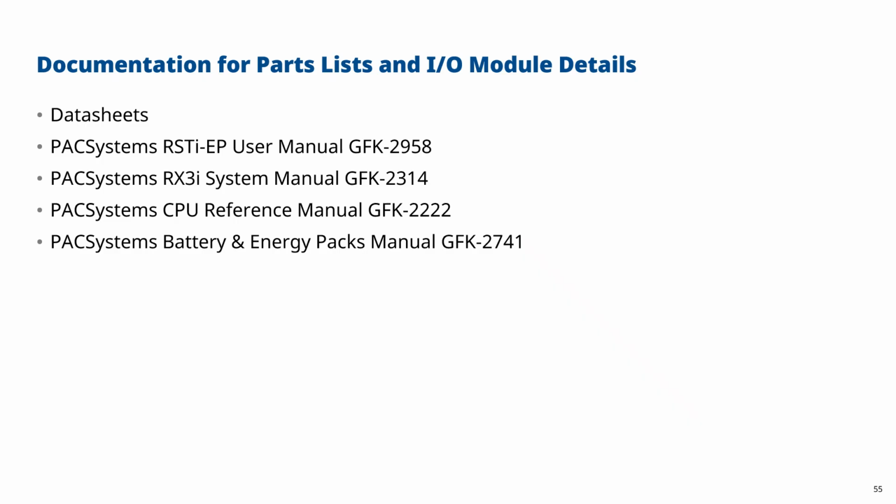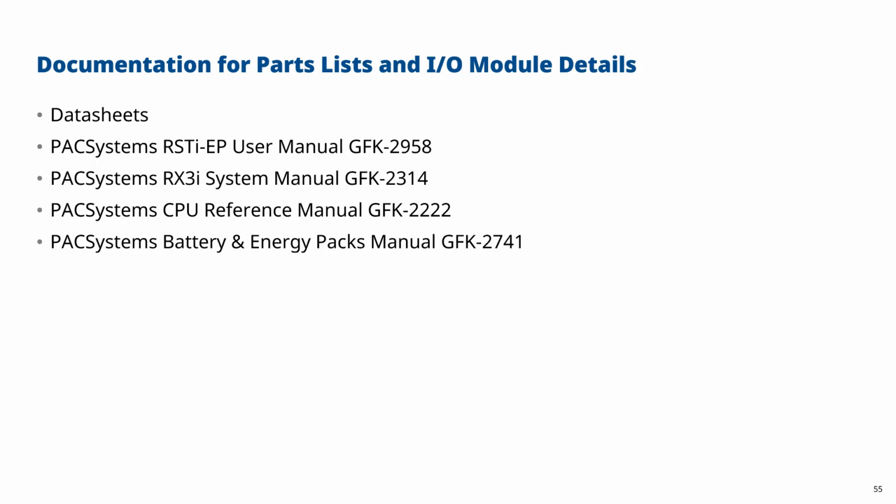So for basic module information, I would go and look at the data sheets. So these data sheets are on emerson.com, and you can search for the part number, or you can look at the different categories, or you could search for PACSystems or RSTi-EP I/O. And from there, you can drill down and find the data sheets. Data sheets generally give you a list of all the part numbers along with a description.